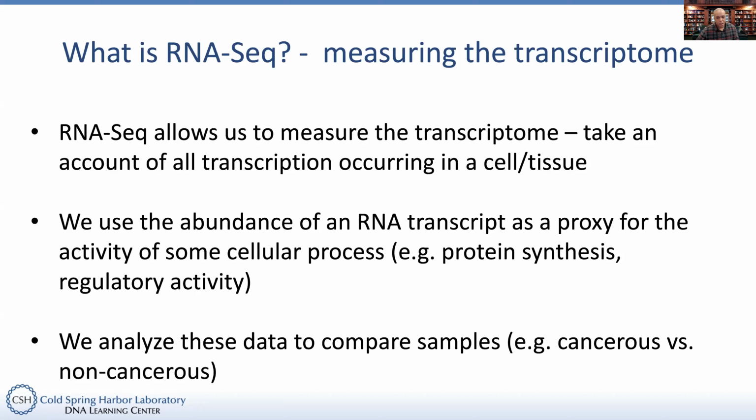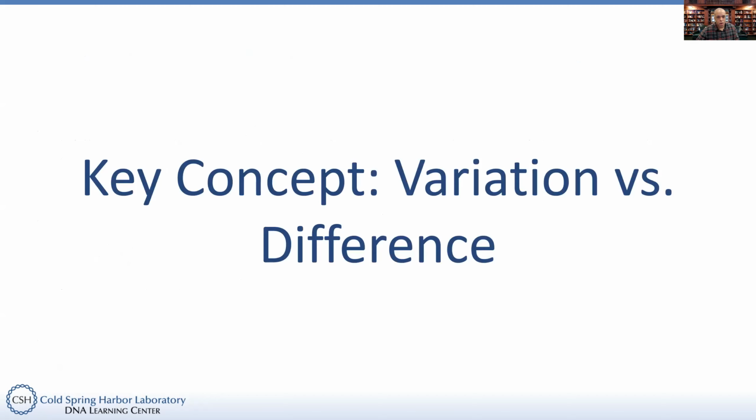And in an RNA-Seq experiment, we're usually categorizing, or I guess we could say describing, these differences between samples. They could be cancerous versus non-cancerous, or at different developmental time points, or for different reasons. There's a lot of text up on here. I'm going pretty quickly through this, but go back to the other videos and you can see that in more detail. One of the key concepts that we need to understand, I'm going to drill it in one last time, is variation versus difference.